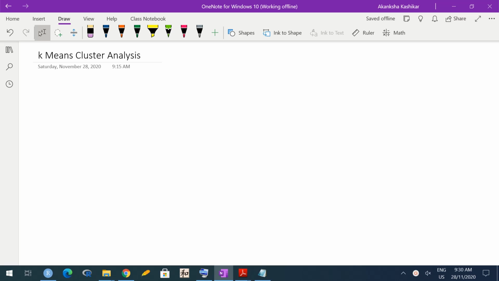Hello everyone. Now we'll be discussing k-means cluster analysis. This is a non-hierarchical clustering method. We will see the procedure and then we'll solve one example. So in k-means cluster analysis, k denotes the number of groups that we want.